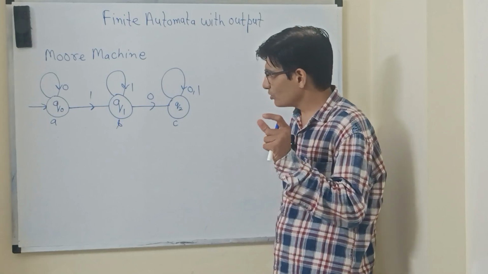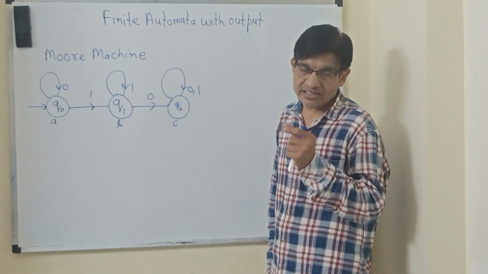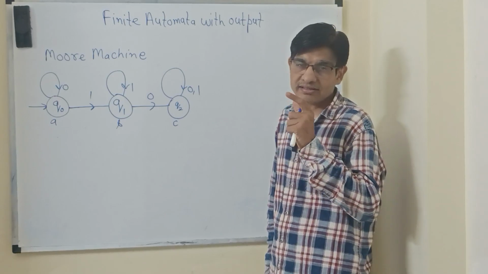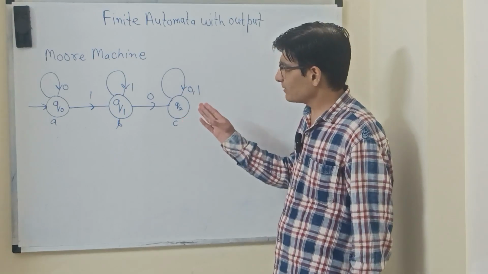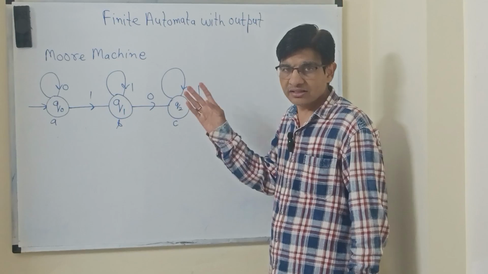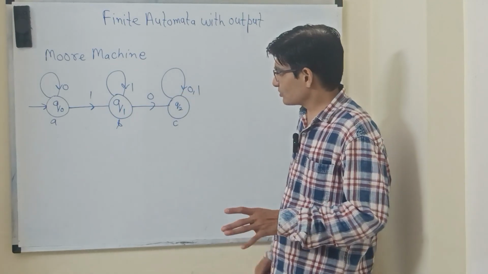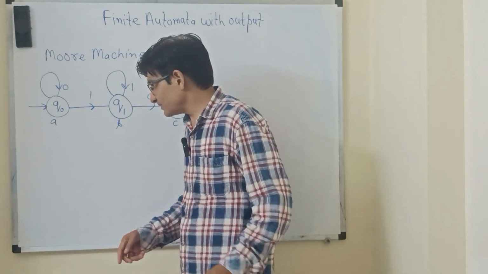Because we need not have any final state, because we are not checking the validity of something, or trying to accept or reject something. So whatever input is given, based on the length of the input string, output is generated. So no need to have any final state. Now you can see, my friends, here.